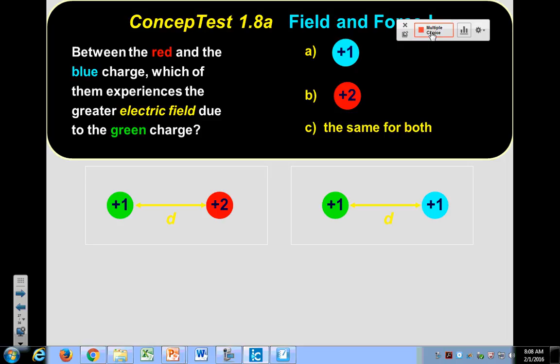Between the red and the blue charge here, the red is +1, the blue is +1. Which of them experiences the greater electric field due to the green charge? I'm sorry, the red is +2, the blue is +1. Which of these, this charge or this charge, both of which are equidistant from that green charge, experiences the greater electric field? Think about what the electric field is, and then ask yourself the question, which of these experiences the greater electric field at that point, a distance d from the green charge?